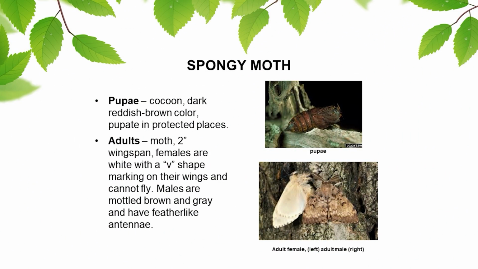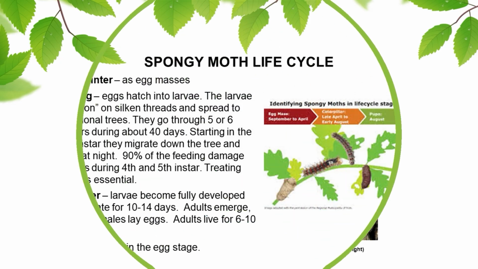Spongy moth description continued. The pupae of the spongy moth is a cocoon that is dark reddish-brown in color. It pupates in a protected place, such as a bark crevice. The adults are moths with a 2-inch wingspan. The females are white with a V-shaped mark on each of their wings. The males are mottled brown and gray in color, with feather-like antennae.